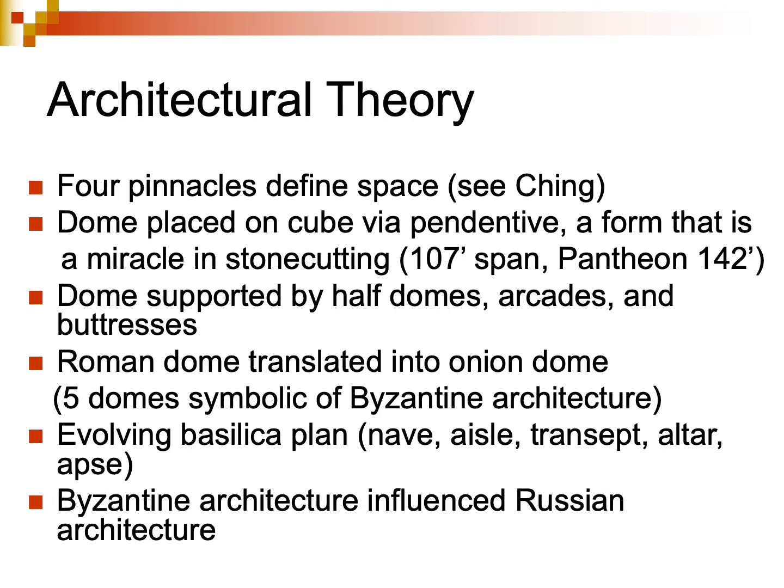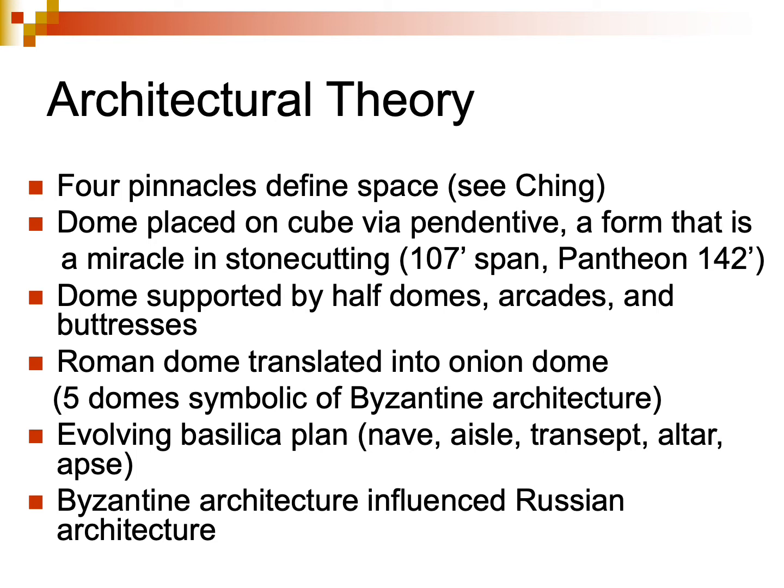So now we will discuss the architectural theory involved in creating the Hagia Sophia and subsequent churches. So it has 4 pinnacles that really define the space, and it also features a main dome, which was placed on a cube thanks to a pendentive, which is just a curved triangle of vaulting formed by the intersection of the dome with supporting arches.